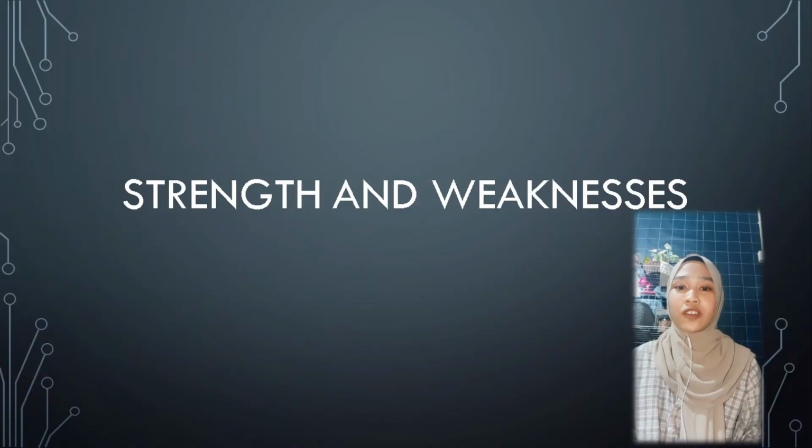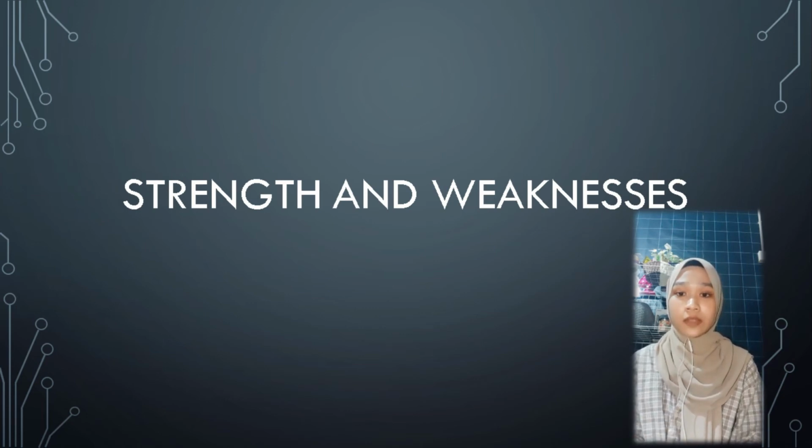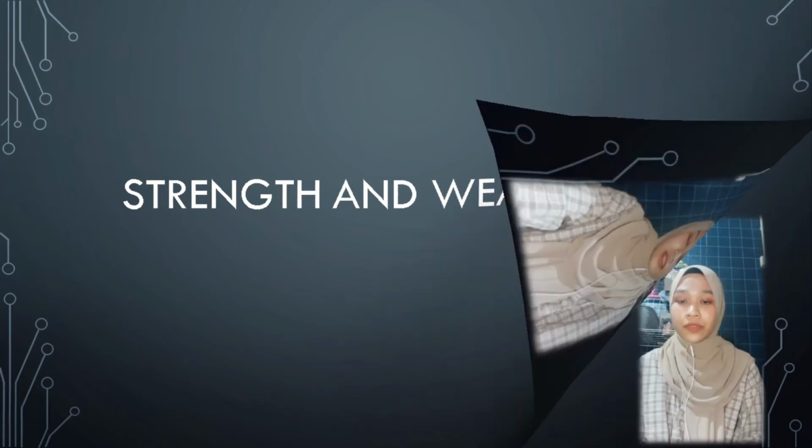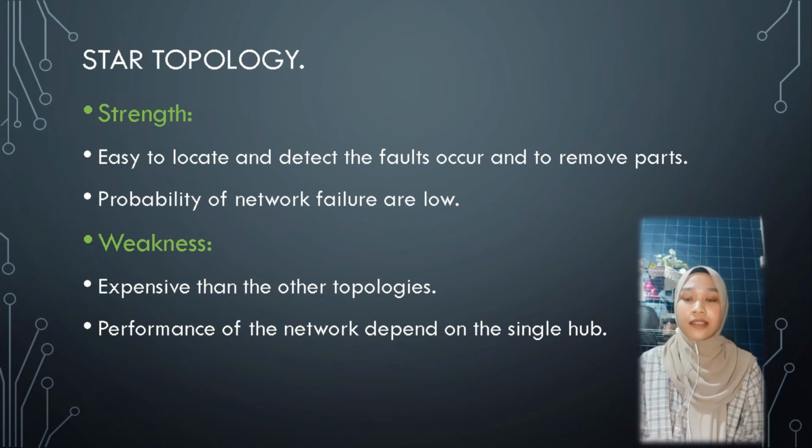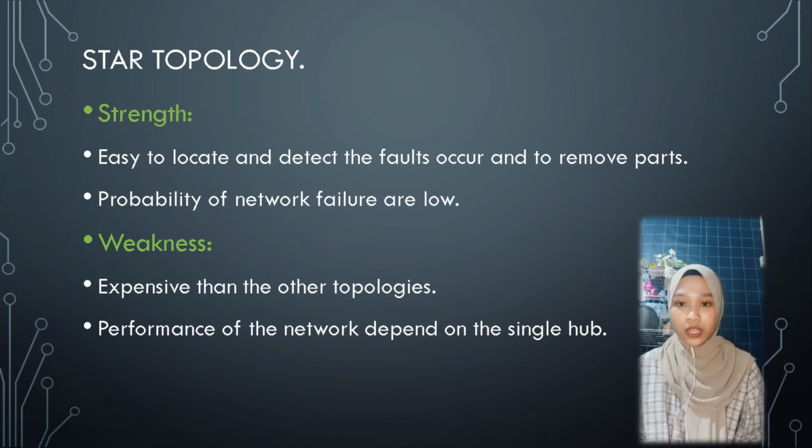Now, moving on to the strengths and weaknesses. From the results that we obtained after the network design and connection implementation was tested, we realized that there are several strengths or advantages as well as some weaknesses in our project. Firstly, network topology. We chose to implement a star topology in our project. The strengths are that it is easy to locate and detect faults and to remove parts. This makes it easy to manage and maintain the network.